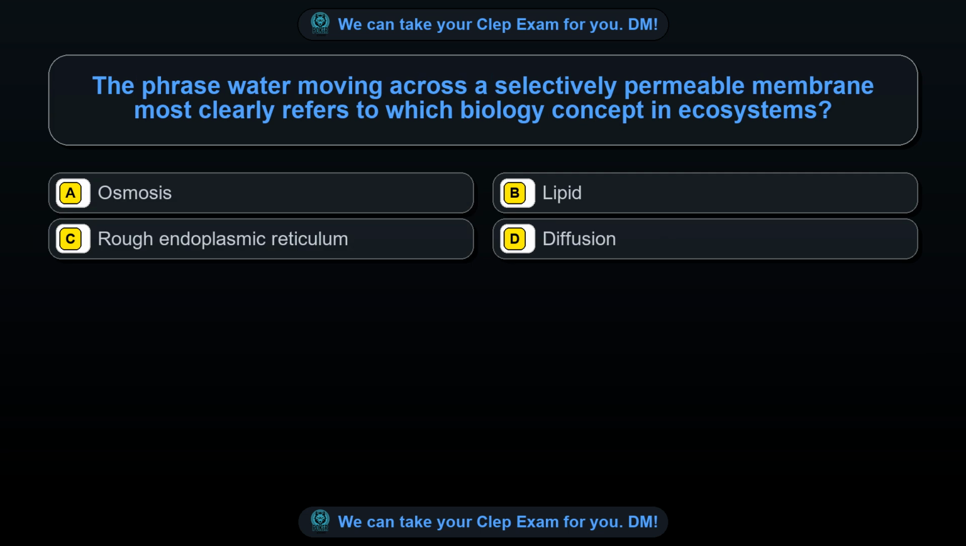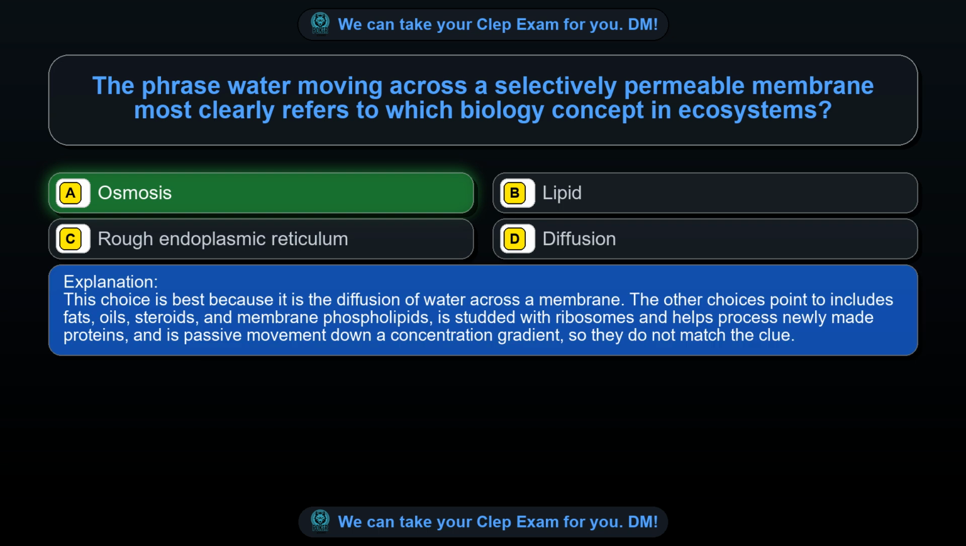Question 46. The phrase water moving across a selectively permeable membrane most clearly refers to which biology concept in ecosystems? Option A, osmosis. Option B, lipid. Option C, rough endoplasmic reticulum. Option D, diffusion. The correct answer is option A, osmosis.